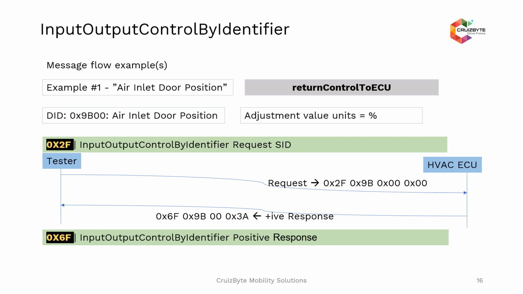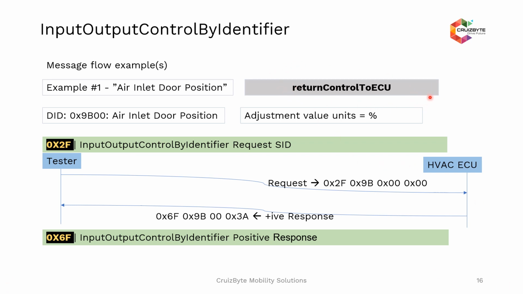So the first step we have done is that we set the ECU to a specific opening of the air inlet door position. Once the control is given to the tester by the ECU, then in order to close the operation, the tester should give back the return of control to the ECU. That's where the specific step comes into place.